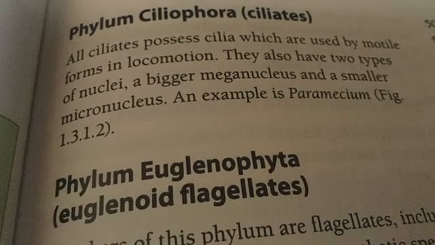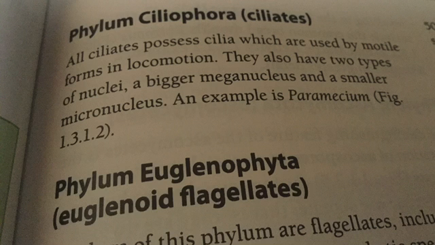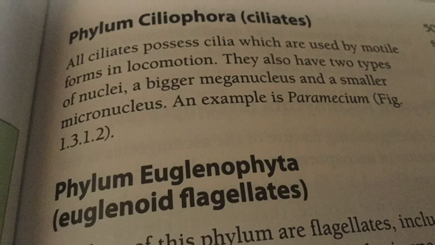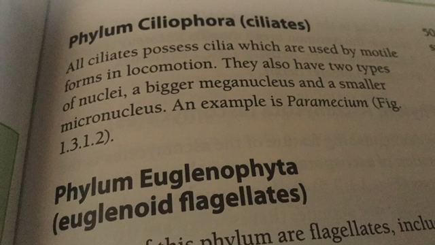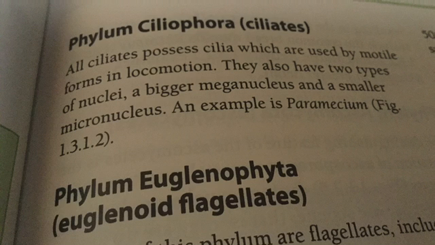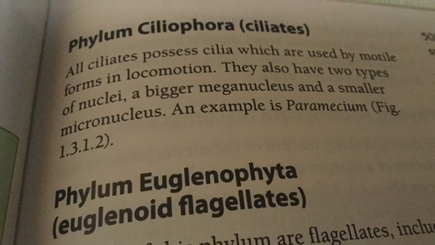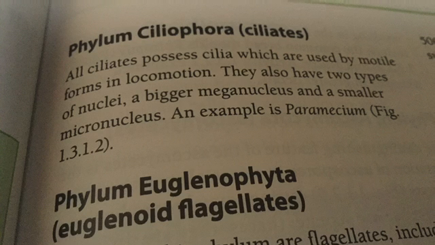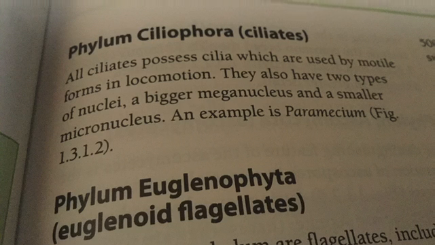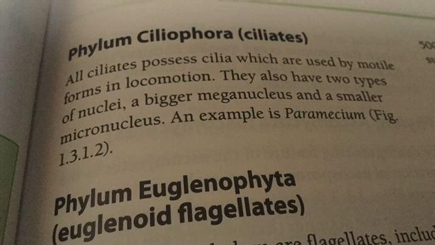Phylum Ciliophora, ciliates. All ciliates possess cilia which are used by motile forms in locomotion. They also have two types of nuclei, a bigger meganucleus and a smaller micronucleus. An example is the Paramecium.